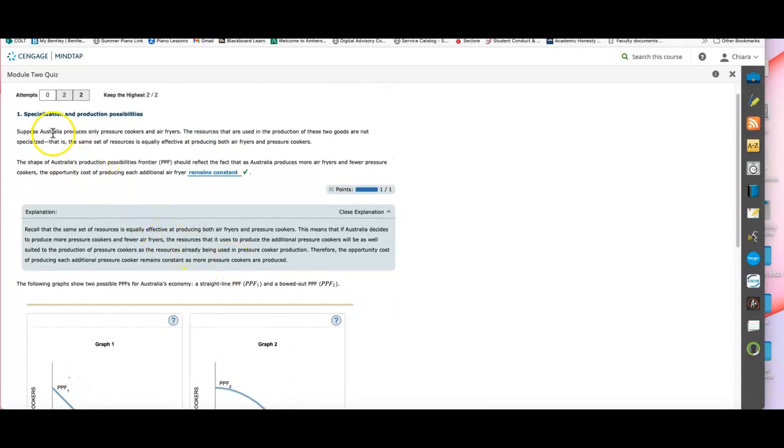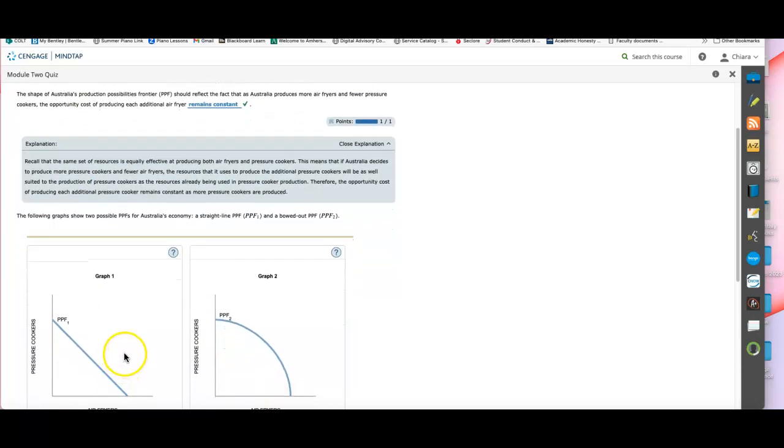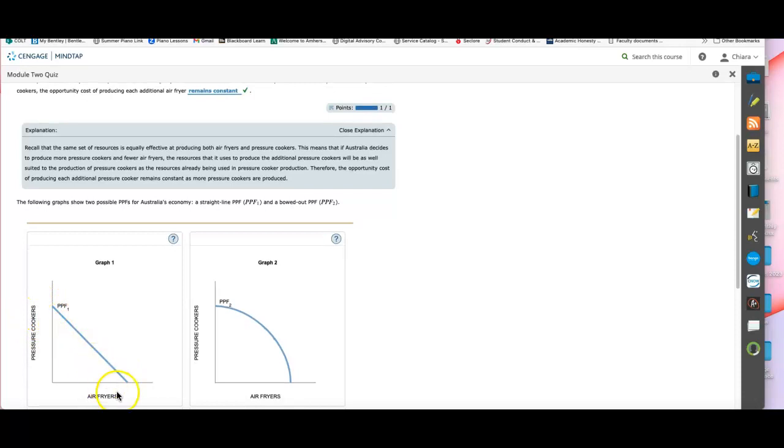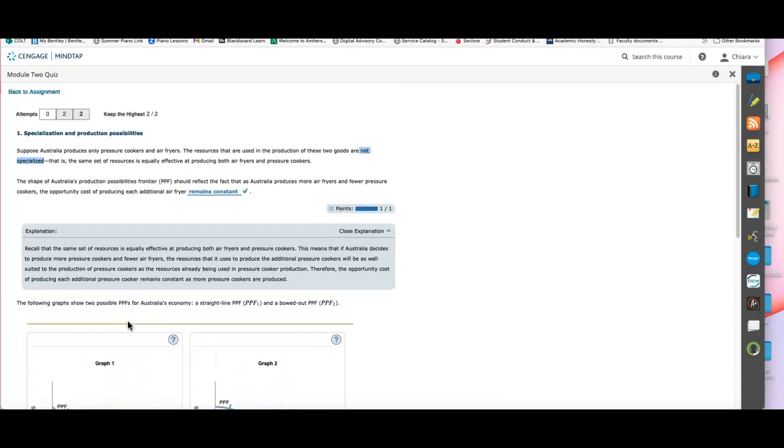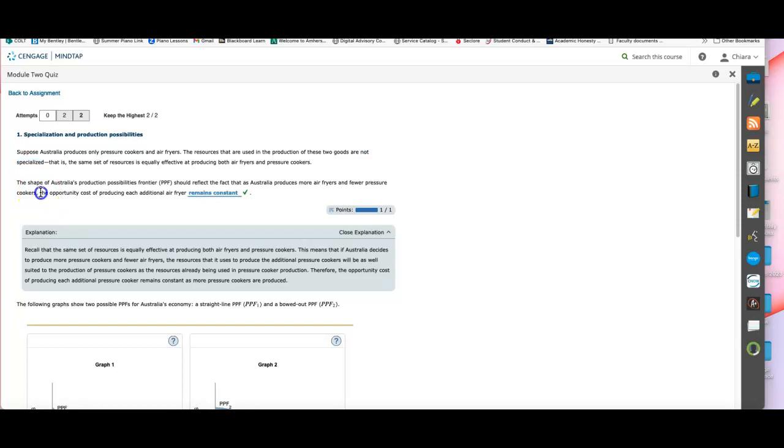In this example specifically, it says, suppose Australia produces only pressure cookers and air fryers, and the resources used in the production of these 2 goods are not specialized. So it says not specialized. Boom. I know I'm talking about graph number 1. This is what I want. Graph number 1, it's a straight line. Because it's a straight line, it's not specialized. I know that the question here is the opportunity cost of producing each additional air fryer will remain constant. And that was the correct answer for question number 1.